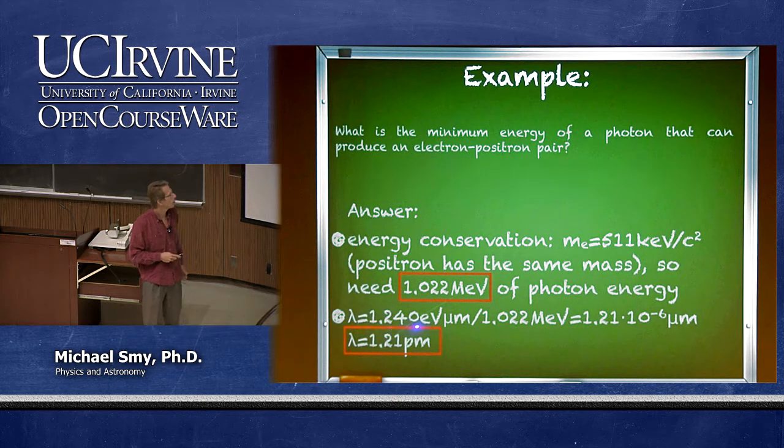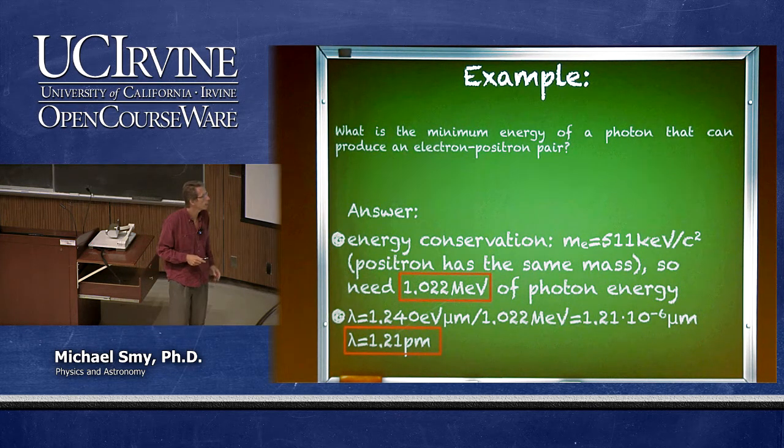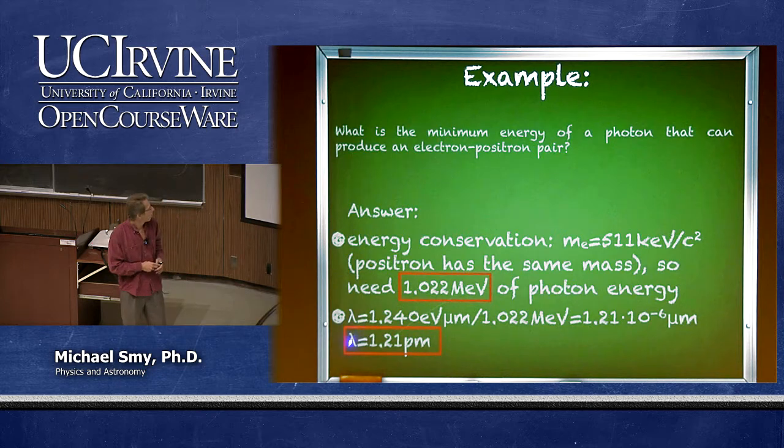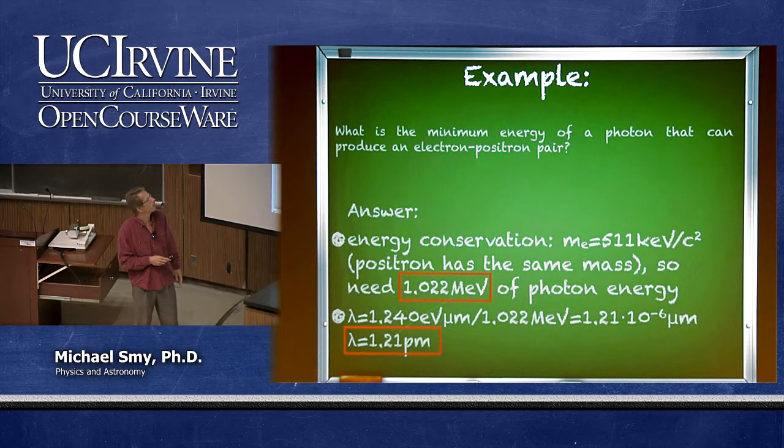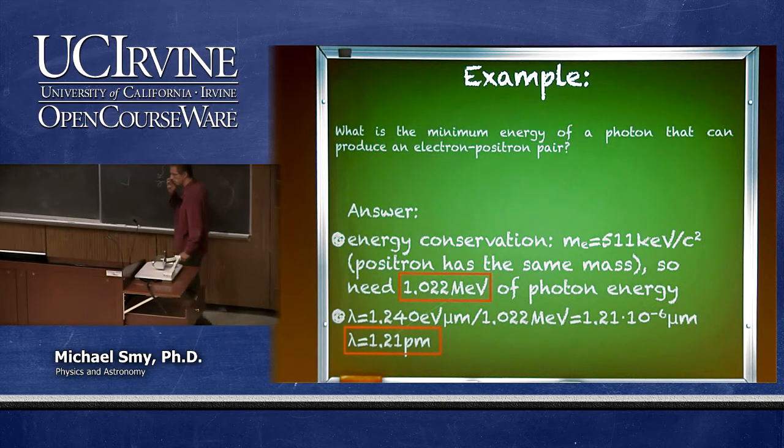So we can calculate what wavelength that corresponds to by taking the Planck constant and dividing by the energy. We get the resulting wavelength, and it's 1.21 times 10 to the minus 6 micrometers, or 1.21 picometers. So this is in the gamma ray range of the electromagnetic spectrum. It requires hard gamma rays to produce electron-positron pairs. X-rays are not energetic enough to do it.